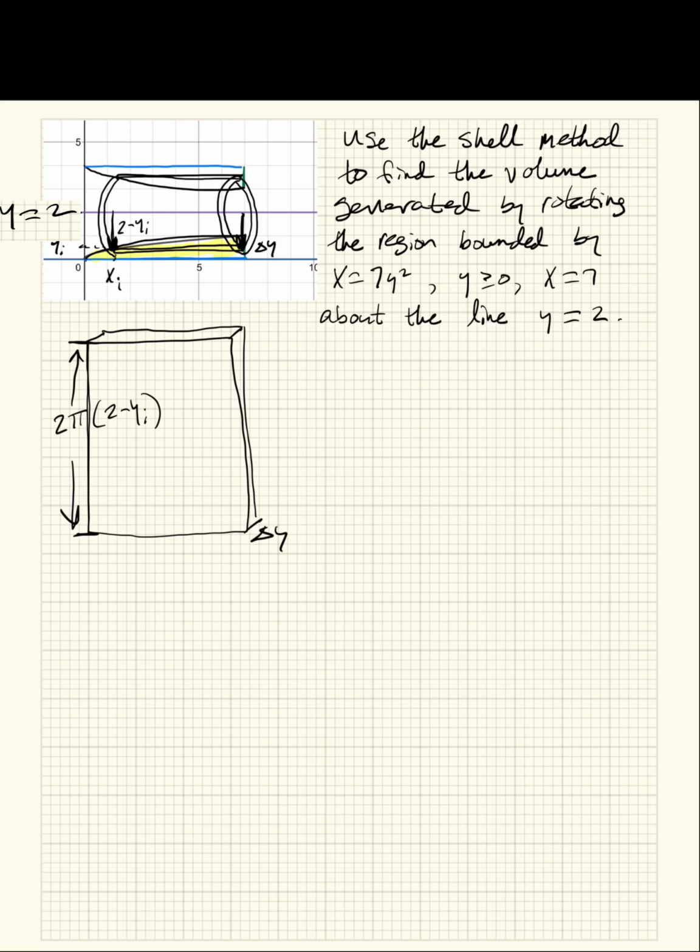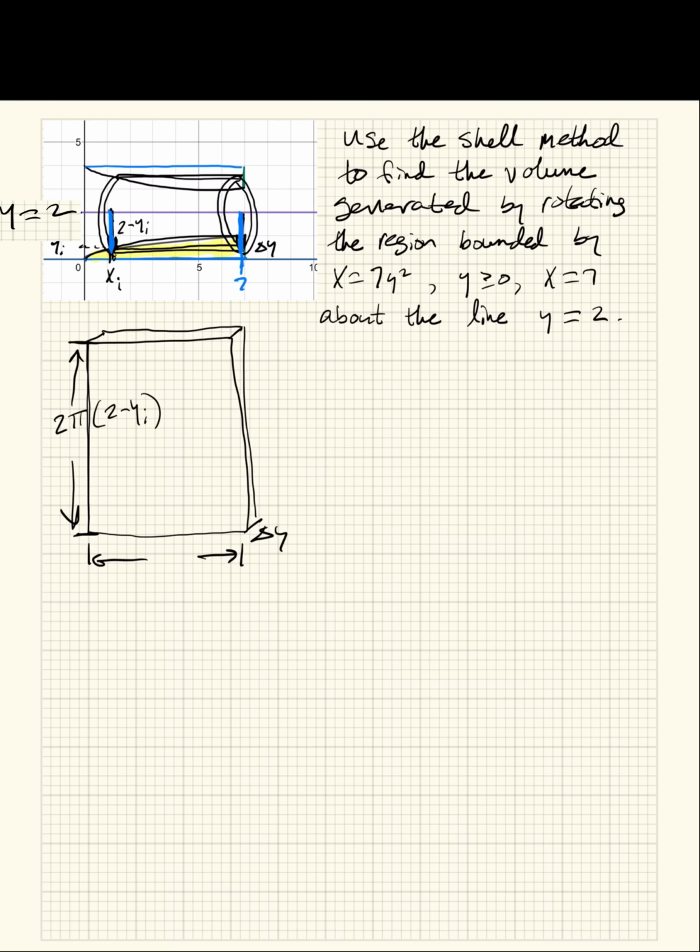Then the horizontal dimension here would be the distance from this edge of the shell to this edge of the shell. I'll do that in blue. This edge of the shell to this edge of the shell. Well, this edge of the shell, the one that's farthest to the right, happens at 7. And it happens at 7 no matter where we draw that shell. And then the left edge of the shell here is going to occur just at x sub i.